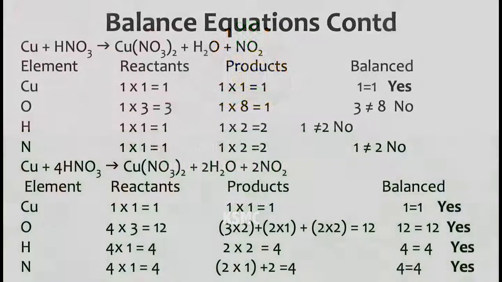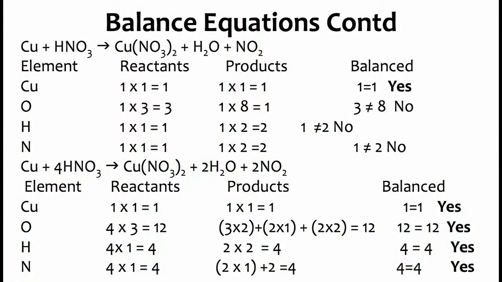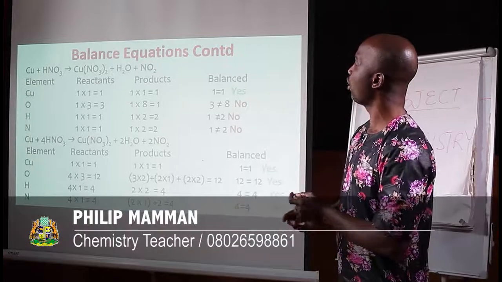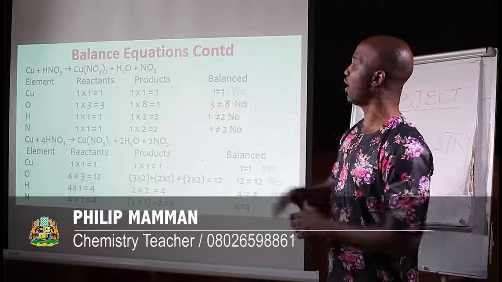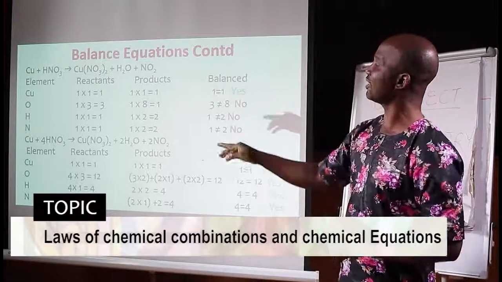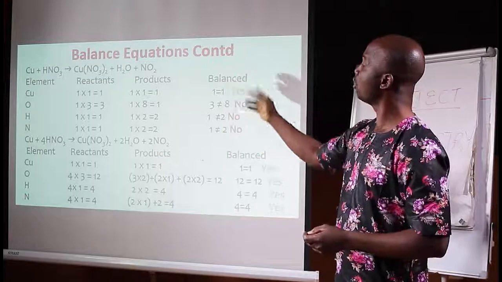The next example is copper plus trioxonitrate 5 acid to give you copper 2 trioxonitrate 5 plus water plus nitrogen 4 oxide. Now, if you look at it, you find out that the equation is not balanced because on the reactant side, copper is 1. On the product side, it is also 1. But oxygen on the reactant side is 3, but oxygen on the product side is 8.